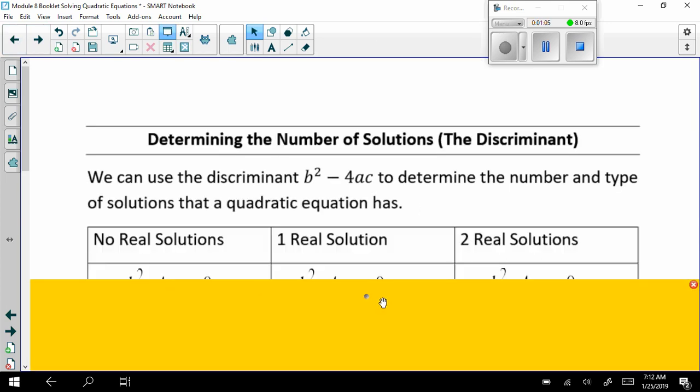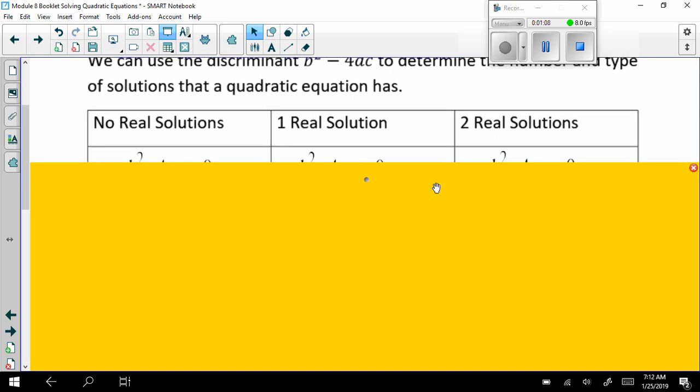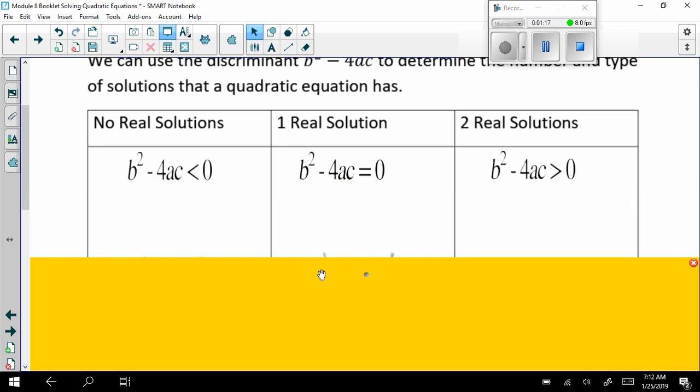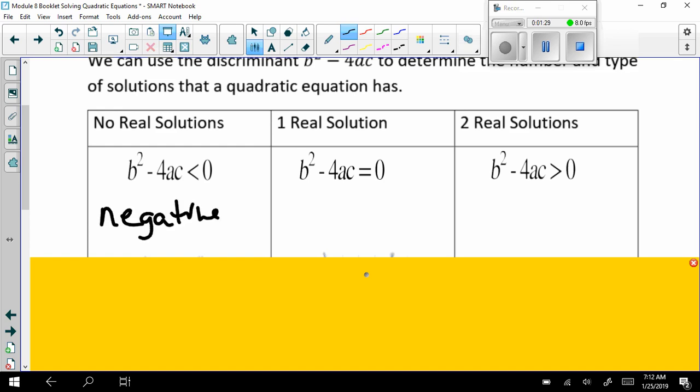Now there are three cases that we can have, and these are the same three cases we talked about when we were graphing. We can have no real solutions, one real solution, or two real solutions. It all depends on the sign of your discriminant. If your b squared minus 4ac is less than 0, so if it is negative, then you have no real solutions. If it's equal to 0, you have one real solution. And if it's greater than 0, so if it's positive, you have two real solutions. Those solutions might be rational, they might be irrational, but there will be two real solutions.